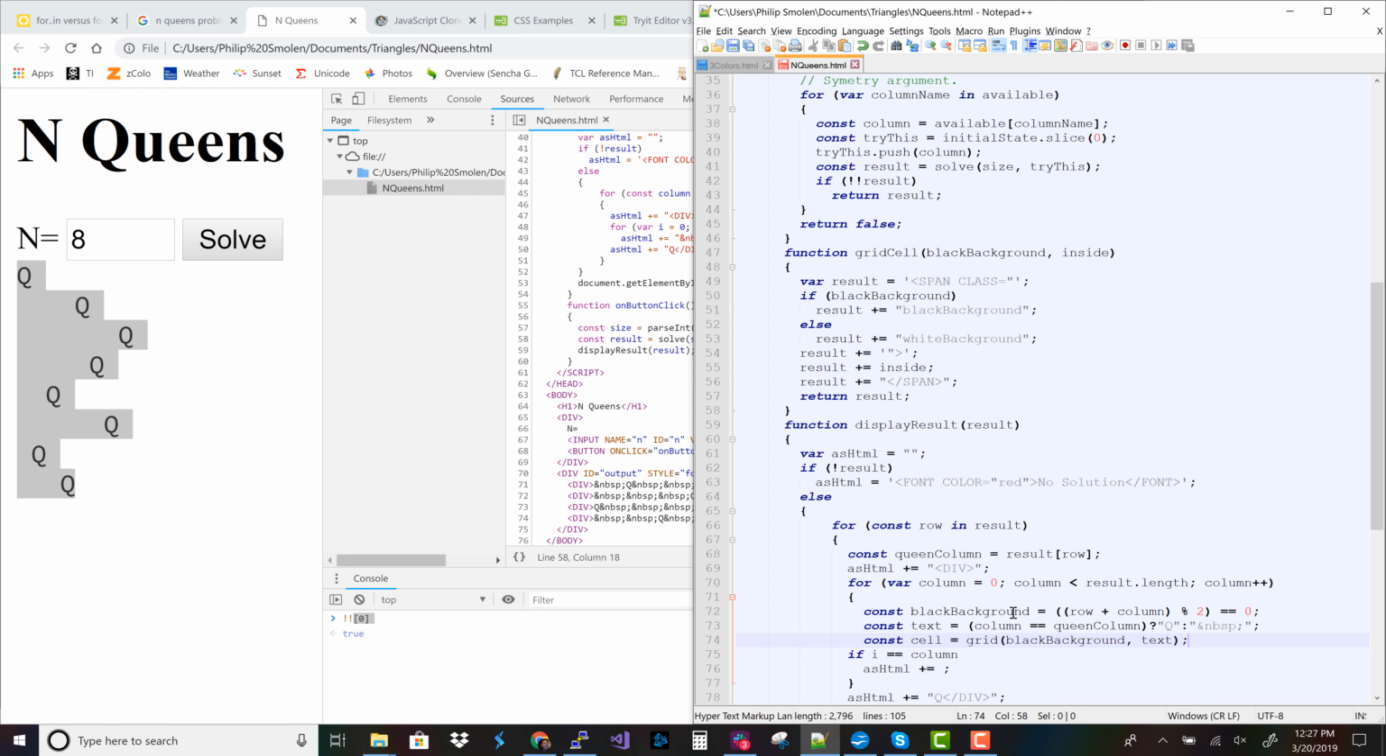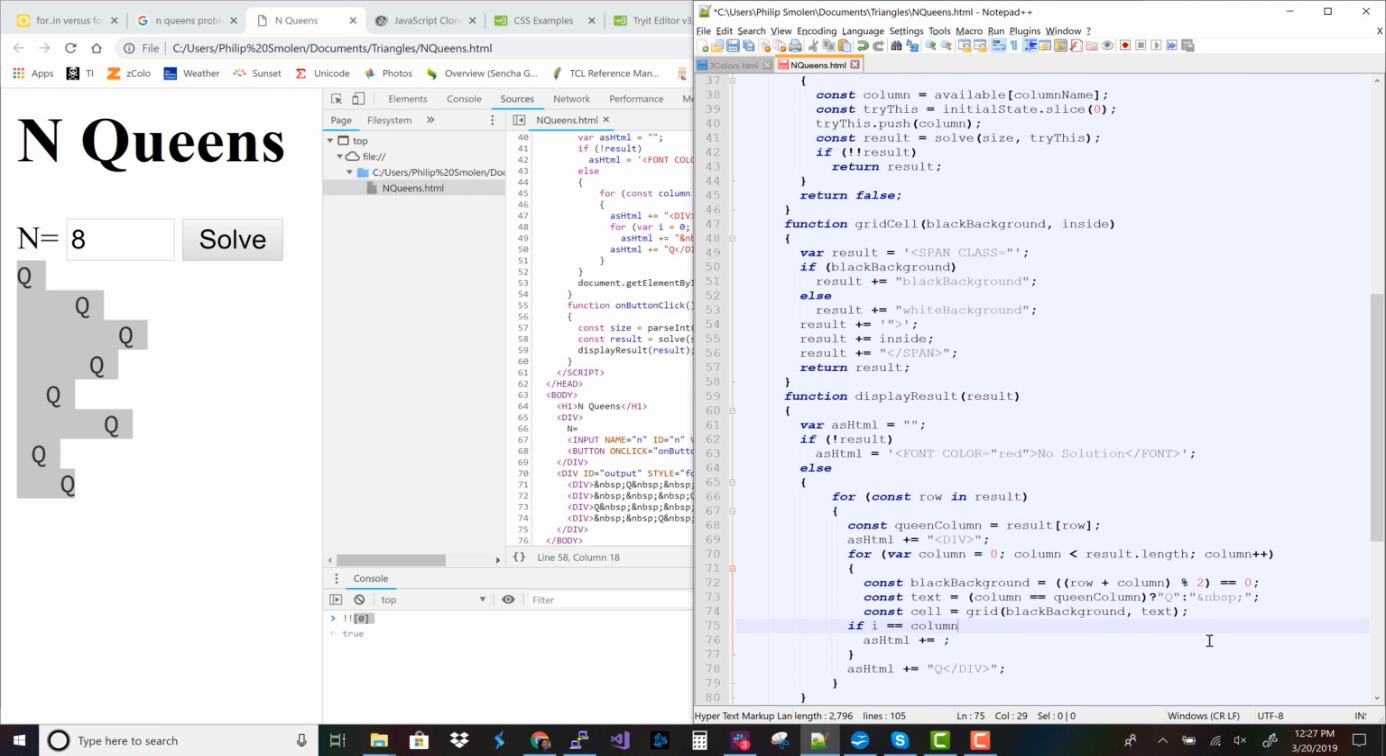Okay, so we figured out what color we want. We figured out what we want to draw. Now we figured out how to format all of that. And then we add what we have. We put that into the result. And then at the end of the row, so everything in here is for every single cell, but now we're back to the once per row. There's a good chance that this will work.